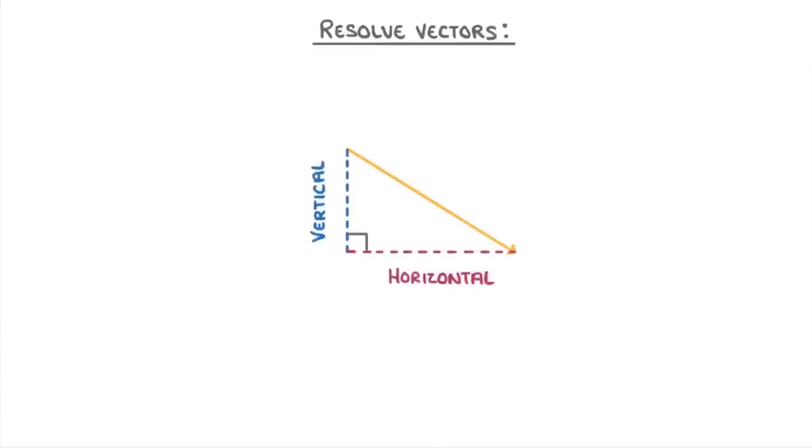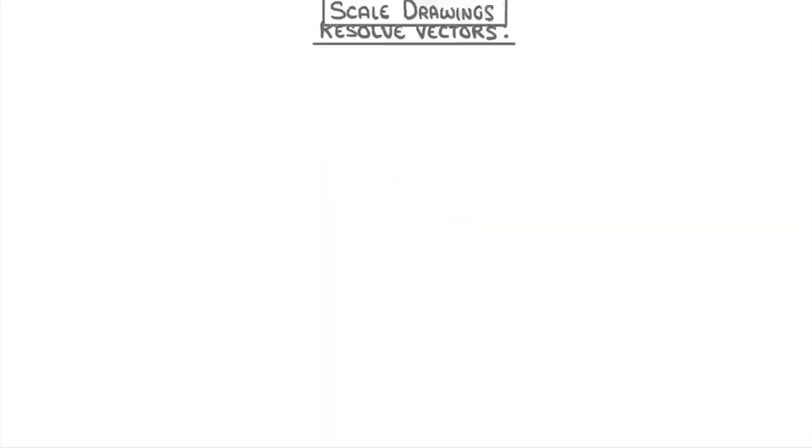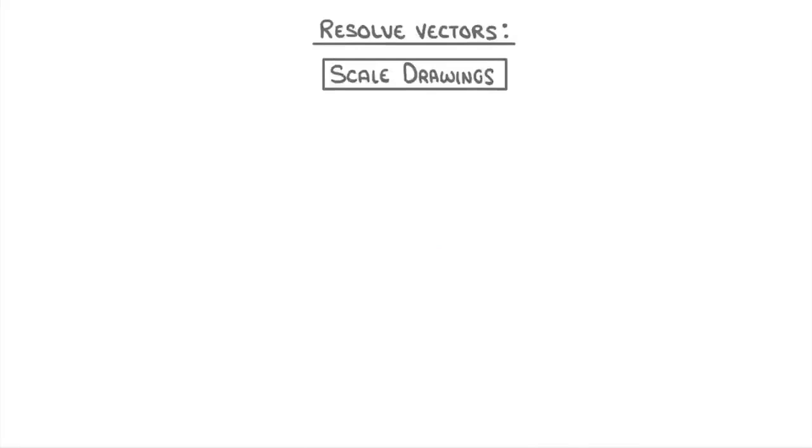The last thing we need to look at is how to resolve vectors. This is basically the opposite of what we've been doing so far in this video. When you resolve a vector, the aim is to split it up into its horizontal and vertical components. And to do this in practice, we need to use a scale drawing again.